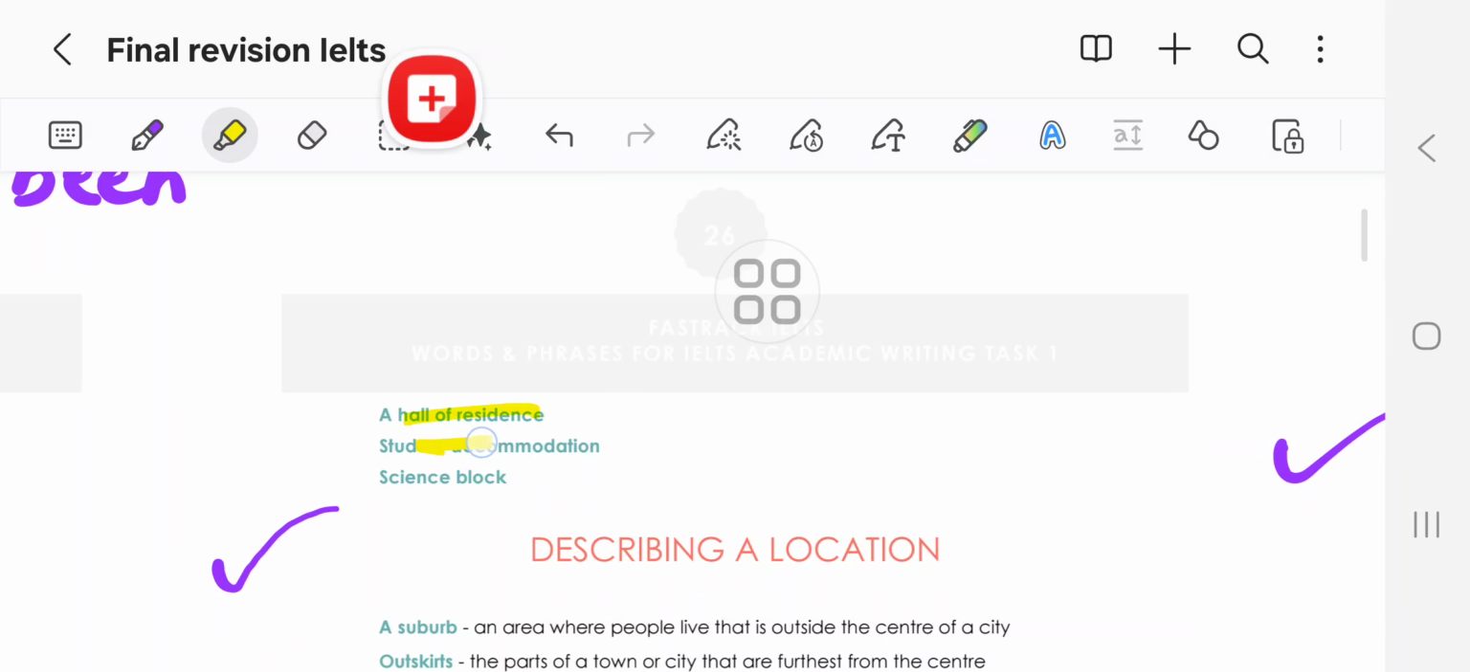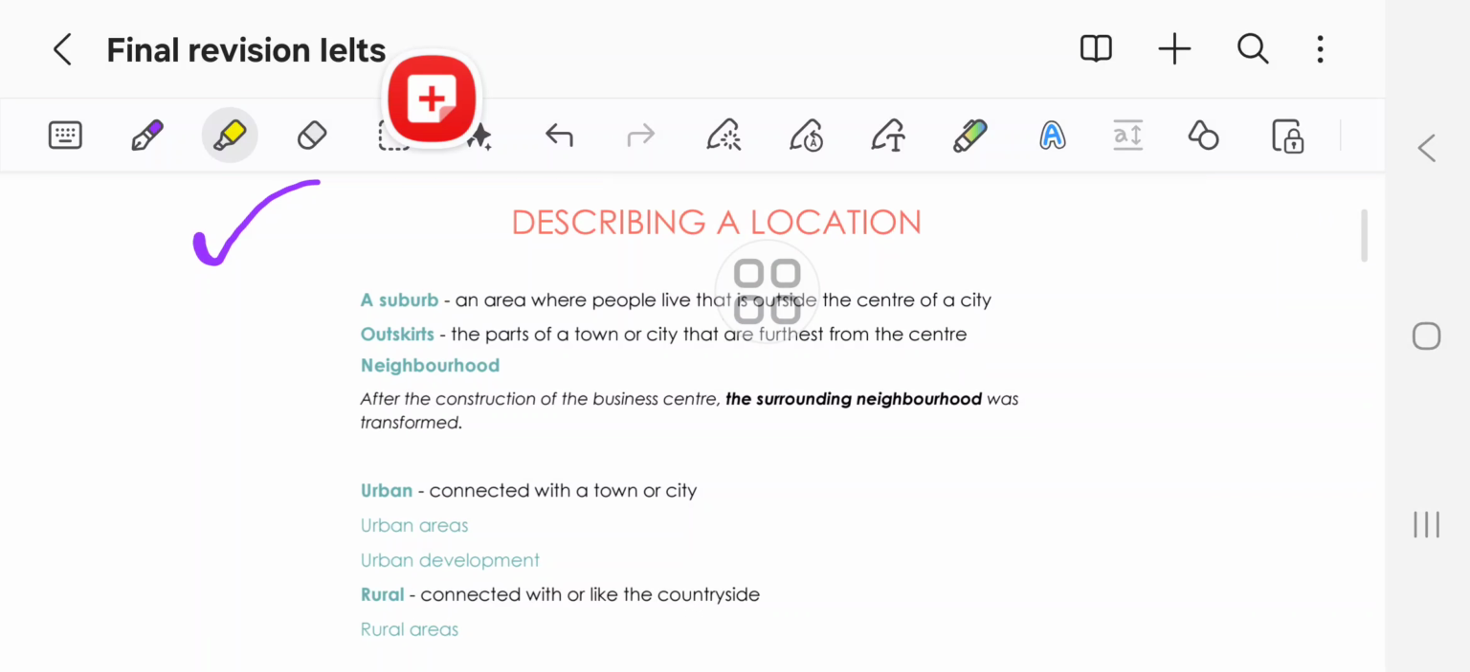And then hall of residence, student accommodation, science block. So these are the words which will be used in the maps and structures, and then you can use those structures and words in your speech or Task 2 or report, and also in our speaking exam.